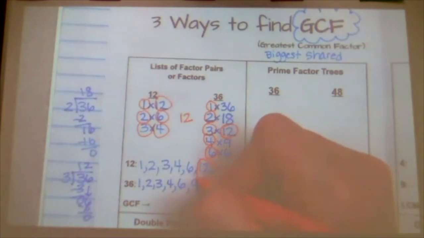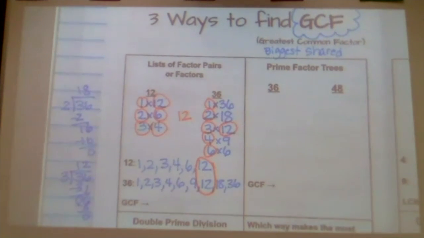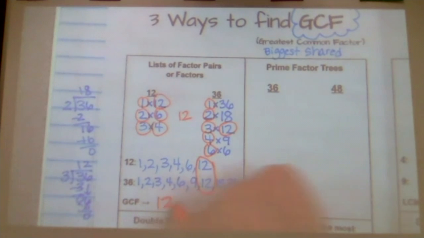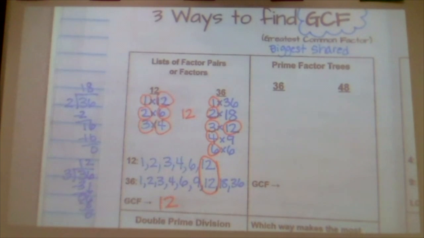Another way to do this in a list is just to look and find the biggest number that shows up on both lists. So my GCF is 12. Now this is a great way to find greatest common factor if you feel comfortable with all of your math facts. So if you're not confident in being able to list all the different factors of a number, I'm going to show you 2 more ways to find greatest common factor without knowing every number on the list.